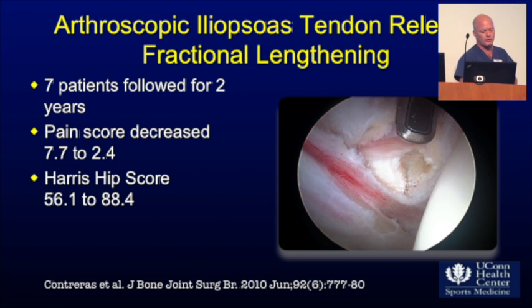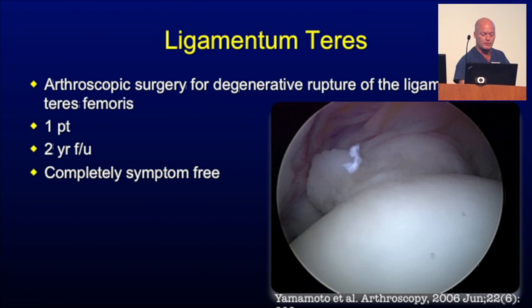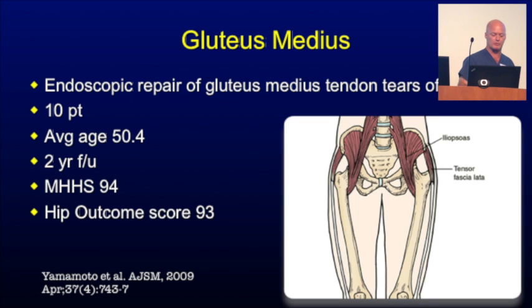Ligamentum teres, arthroscopic surgery for degenerative rupture. One patient, 2-year follow-up, this I found late last night, completely symptom-free. In the Journal of Obscure Findings. It's the Asia-Pacific on arthroscopy, but you never know. Gluteus medius, there's more and more reports. This is one I pulled on the airplane coming up. It was in someone else's talk, actually. Endoscopic repair of gluteus medius tendon tears of the hip. Hip outcomes score of 93.